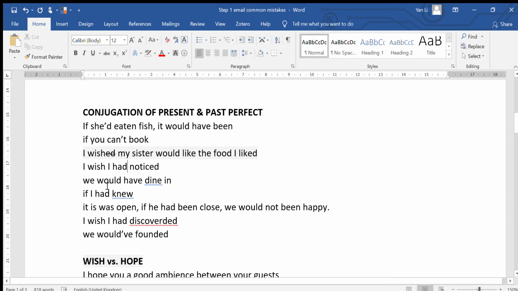Now let's look at this. We've got a modal verb, would. The verb after it is not conjugated, it's in its root form. Everybody's happy. But then we have a squiggle here. Why? Because this should be a past participle, but it's not. So we would have dined in. We have the same problem with this next one. This should be a past participle, but it's not.